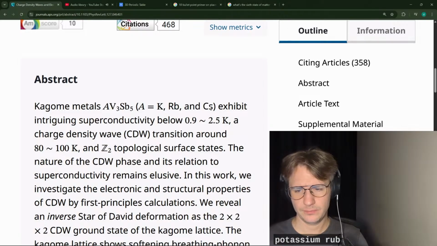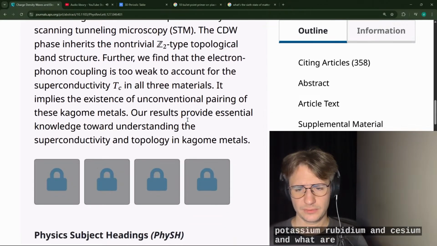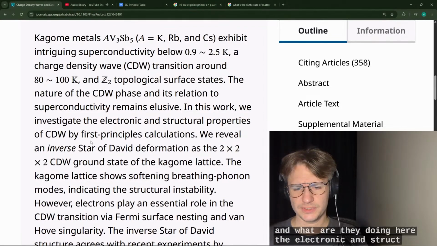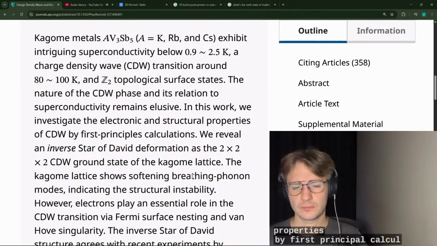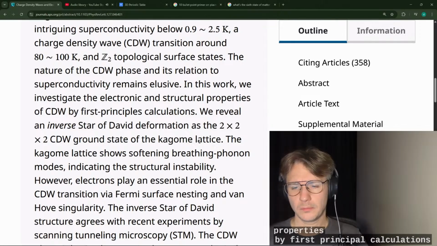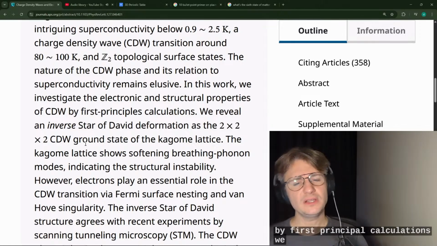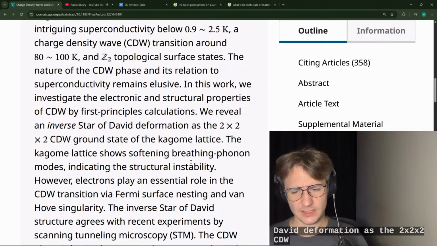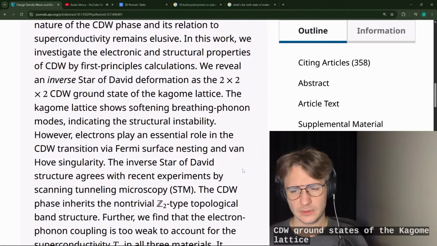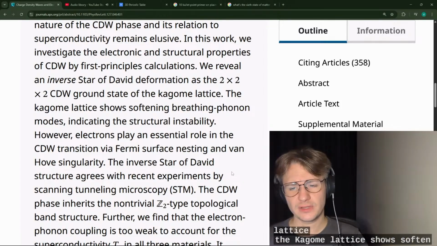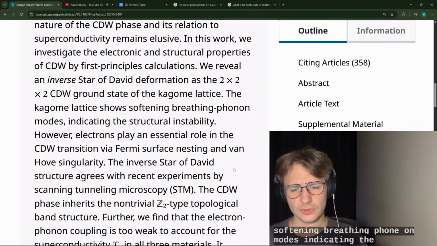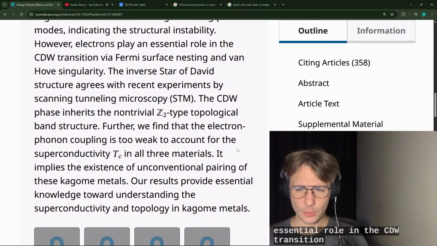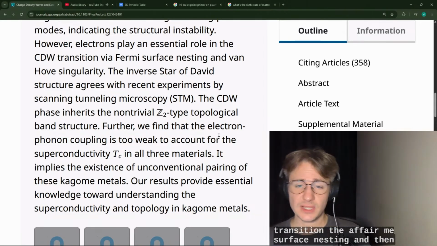Potassium, rubidium, and cesium. And what are they doing here? The electronic and structural properties by first principle calculations. We reveal an inverse Star of David deformation as the 2x2x2 CDW ground states of the Kagome lattice. The Kagome lattice shows softening, breathing phonon modes, indicating the structural instability. However, electrons play an essential role in the CDW transition via Fermi surface nesting and Van Hove singularity.